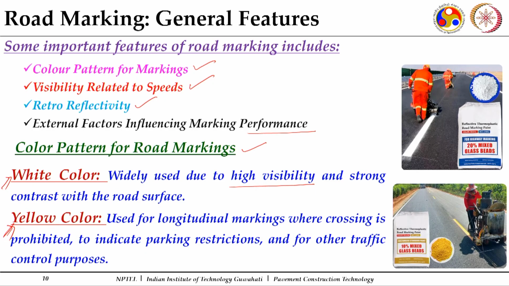When it comes to yellow color, many times road markings with yellow colors are also provided. They have a specific purpose. It is used for longitudinal markings, along the length of the carriageway, where crossing is prohibited. So you want to give an indication to the user that crossing is prohibited, in terms of overtaking, in terms of parking or other traffic control purposes. So these are some indications which I give by providing yellow markings.